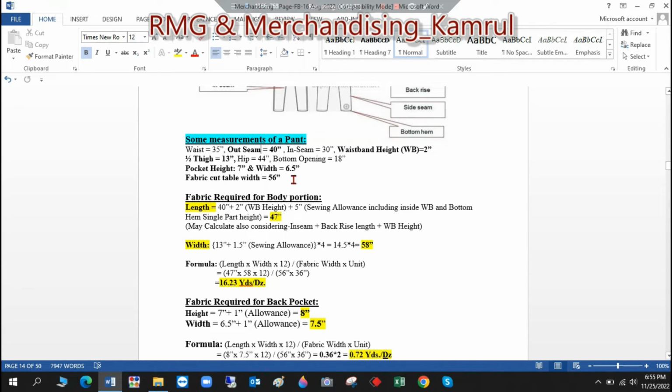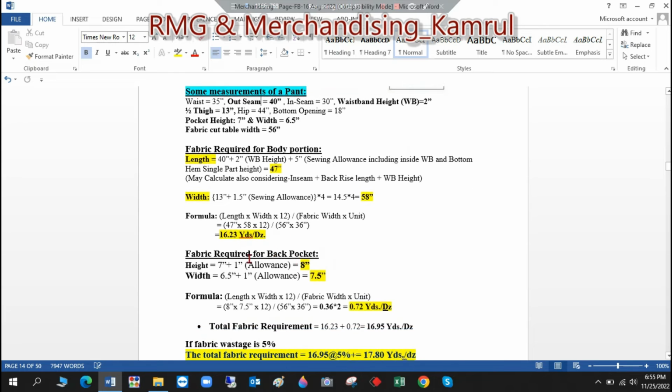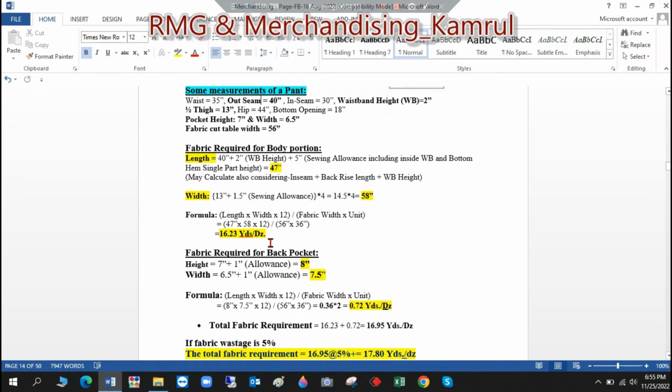See, fabric cuttable width. Whenever we source the fabric from the supplier, you have to take the total FTG, I mean fabric technical data sheet, along with the cuttable width. So cuttable width here is 56. So divide by 56, and you know inches we have to make into yards. So 36 inch equals 1 yard. That's why divide by 36. So here we have got 16.23 yards per dozen for the body part.